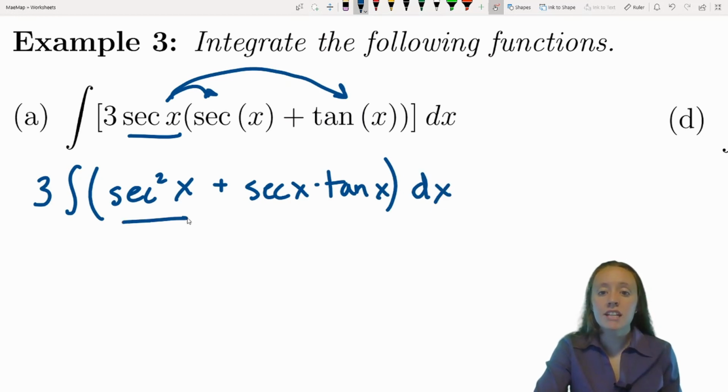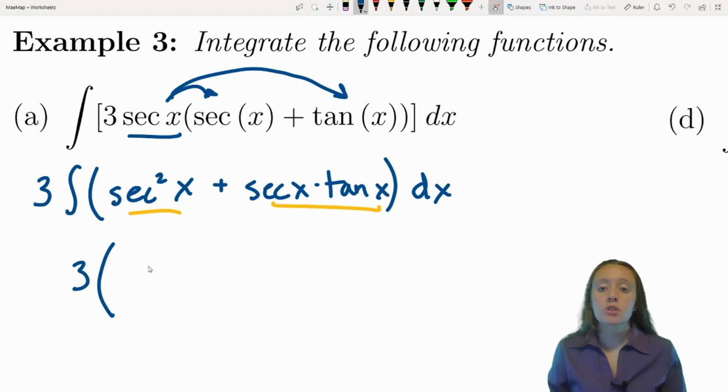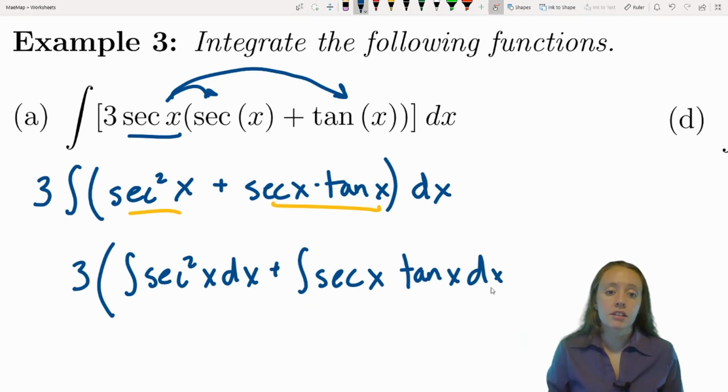Can I integrate each of these? Yeah, I totally can, because they were actually definitions from up above. But remember, this 3 is out in front and it's multiplied to absolutely everything. So I'll have 3 times the integral of secant squared of x dx plus the integral of secant of x times tangent of x dx.